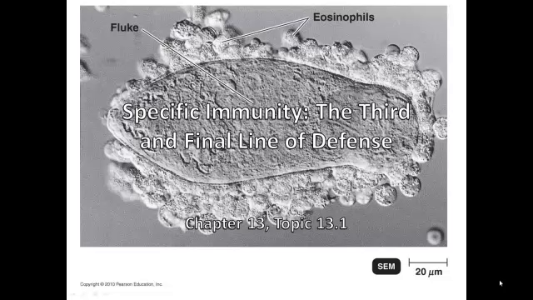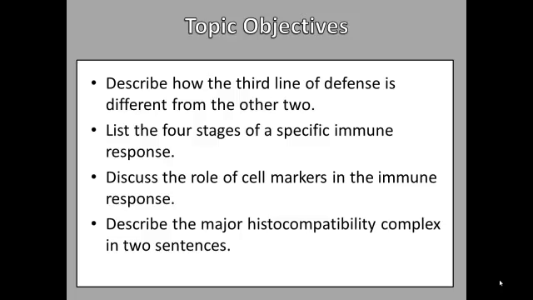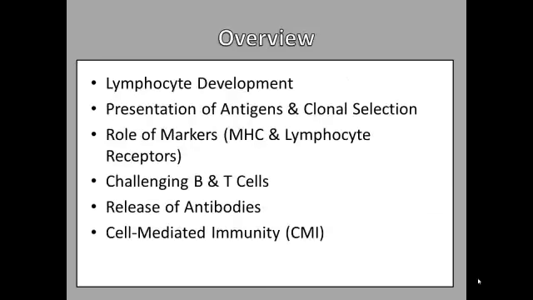Chapter 13, Topic 3.1, Specific Immunity, the third and final line of defense. For this topic, I want you to be able to describe how the third line of defense is different from the other two, list the 4 stages of a specific immune response, discuss the role of cell markers in the immune response, and describe the major histocompatibility complex in 2 sentences.